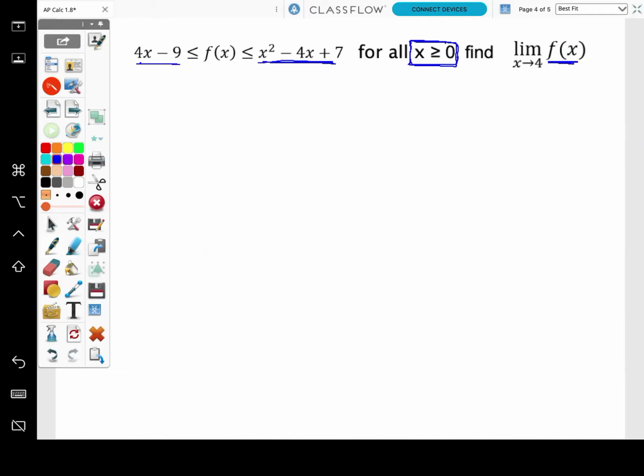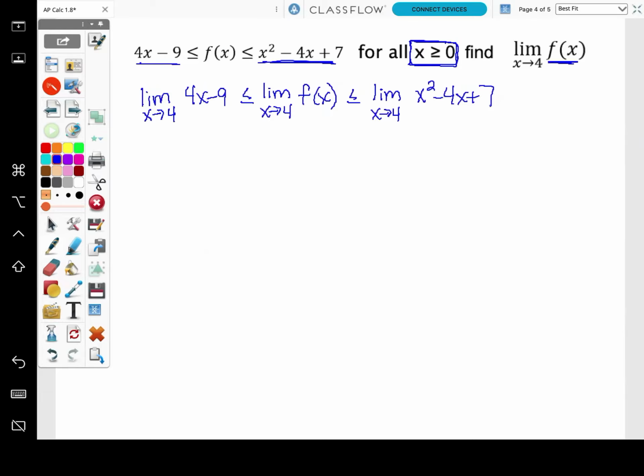We already know f of x falls between these two, so I need to take the limit of all of them to figure out where that limit is. The limit as x approaches 4, because that's how it was given, of 4x minus 9 is going to be less than or equal to the limit as x approaches 4 of f of x, what I'm trying to find, and then I need the limit as x approaches 4 of this quadratic.